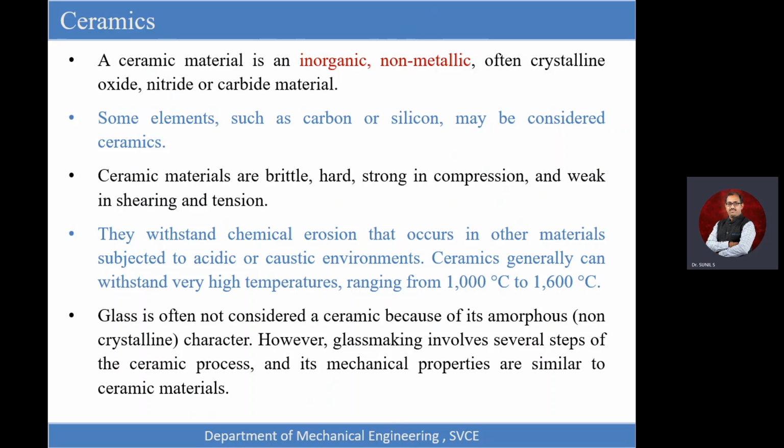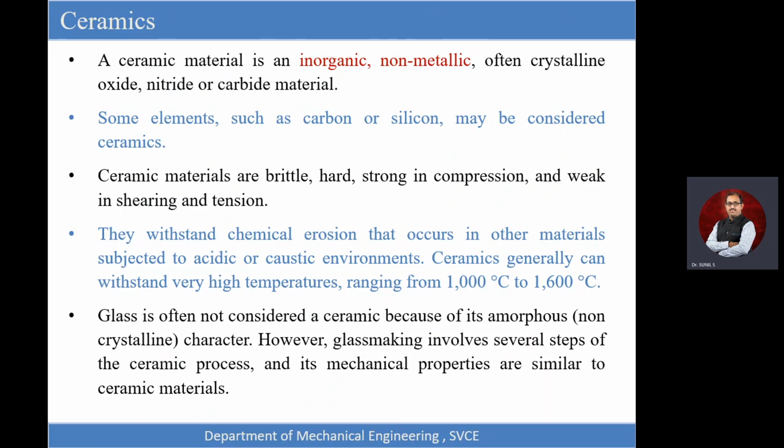Ceramics are brittle in nature, but very strong in compression. Wherever very high compressive strength is required, you can use ceramic materials, but they are poor in shearing and tension. They withstand chemical erosion that occurs in other materials subjected to acidic or caustic environments. One of the best examples is the vitrified tiles we use. That is one of the ceramics. You can wash bathroom tiles with acid. That is one of the advantages of this material. They can withstand chemical erosion and will not be affected by any chemical or acid environments.